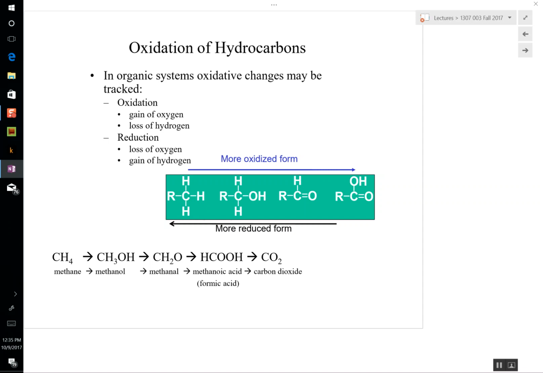It's very difficult to convert carbon dioxide back into an organic molecule. But we have this scheme because you can go down to this point. You can come back by the reduction of these molecules and work your way back to an alkane.